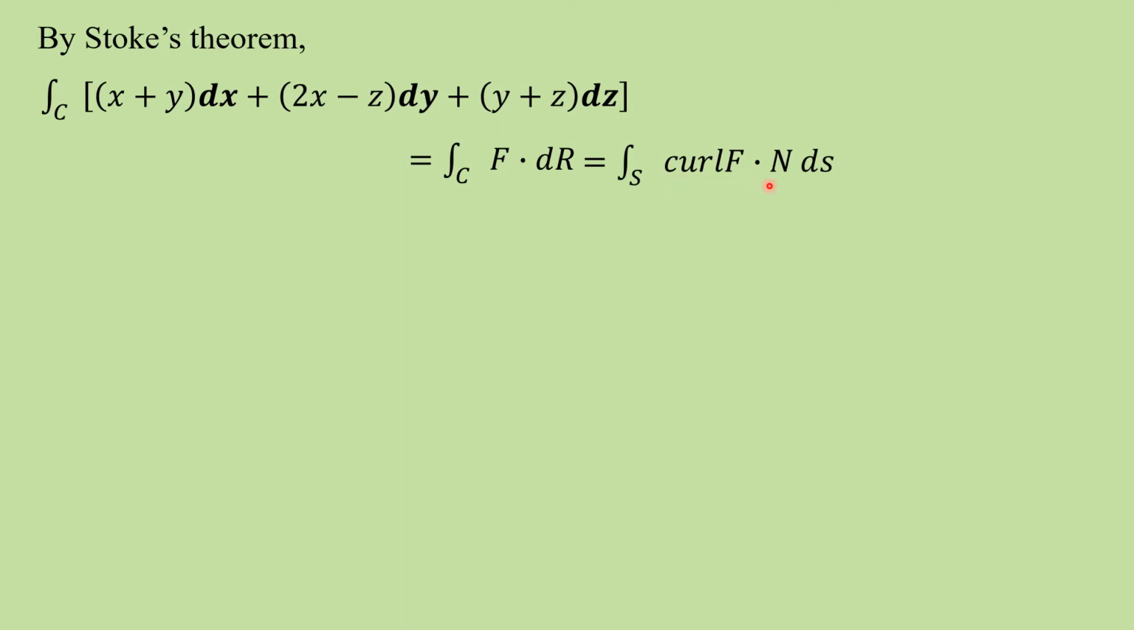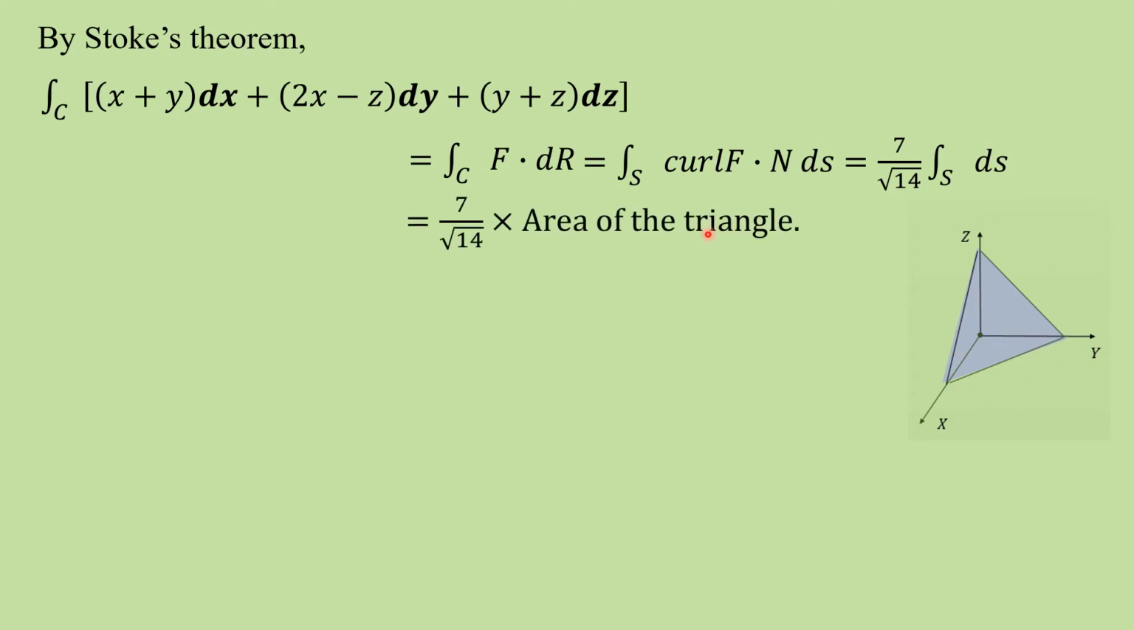Curl F dot n we already got; it is 7 by root 14, which is a constant. You can take it out. We are left with only this, which is nothing but the area of the surface. And what is that surface? It is clearly a triangle. So I have to find now 7 by root 14 times the area of the triangle.